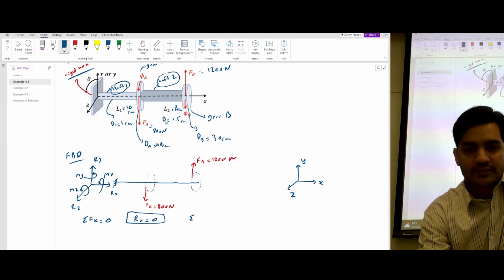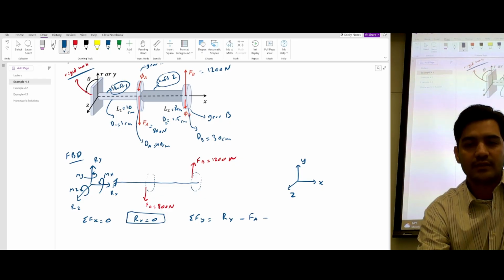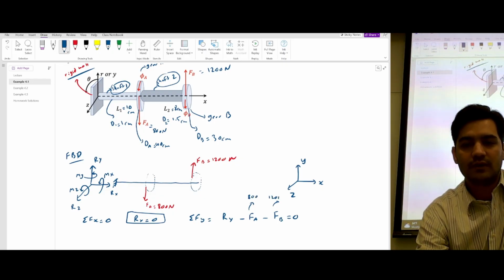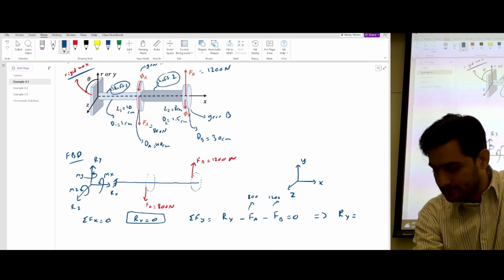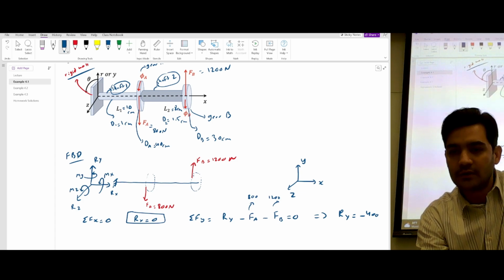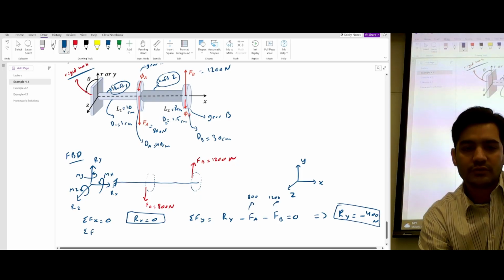If you do summation of Fy is equal to 0, you have Ry, and then negative Fa, and then negative Fb is equal to 0. This Fa is 800. This is 1200. So if you calculate, you'll get the value of Ry as negative 400 Newton. Summation of forces along the z-axis is equal to 0, I don't see any force, so Rz is equal to 0.